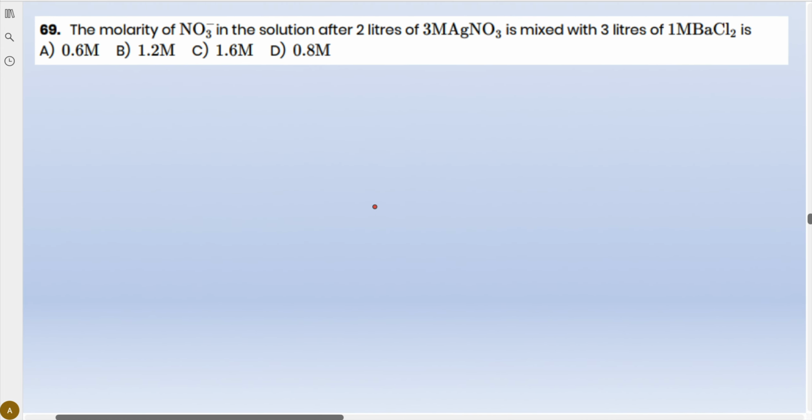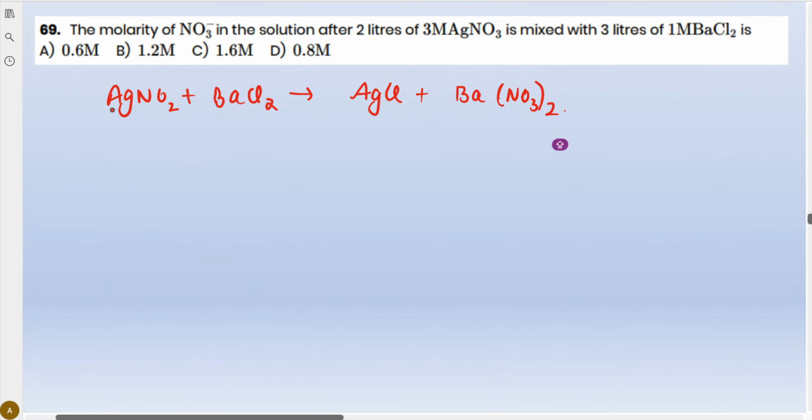Next, see: the molarity of nitrate ion in the solution, if 2 liters of 3 molar AgNO3 is mixed with 3 liters of 1 molar barium chloride solution. Now see, AgNO3 reacts with barium chloride to give you AgCl and barium nitrate. Now try to balance this reaction. Here 2 will come, and here also 2 will come. So 2 moles of AgNO3 will react with 1 mole of barium chloride to give you 2 moles of silver chloride and 1 mole of barium nitrate.